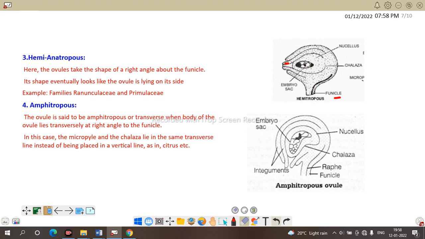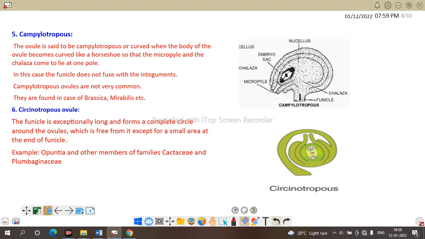Next is amphitropous. The ovule is said to be amphitropous, or transverse, when the ovule lies transversely at a right angle to the funicle. In this case, the micropyle and chalaza lie in the same transverse line instead of being placed in a vertical line. Example is Citrus.